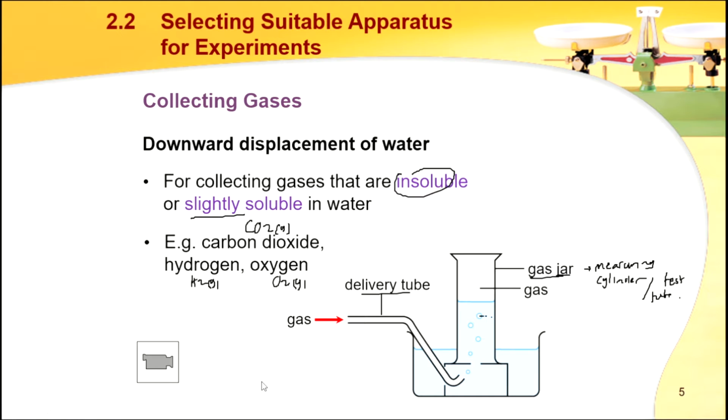This is how you use the downward displacement of water for insoluble or slightly soluble gas. This is the bubble of gas. Because the gas is insoluble or slightly soluble, that is why we can use the displacement of water.